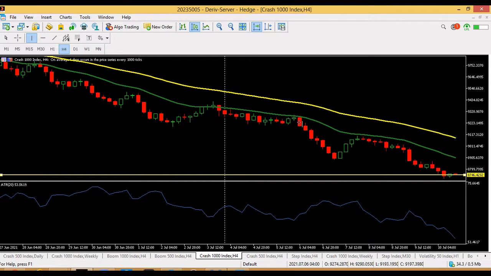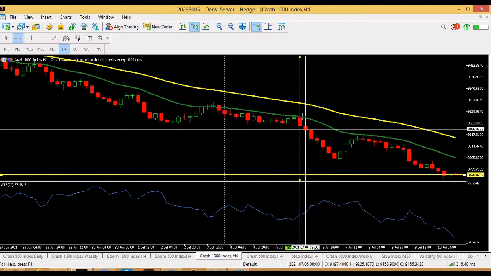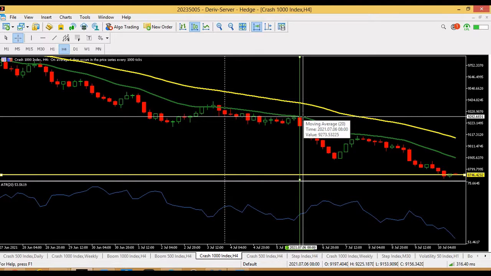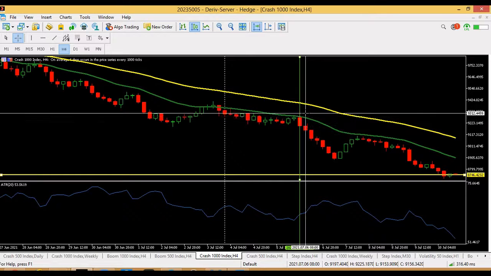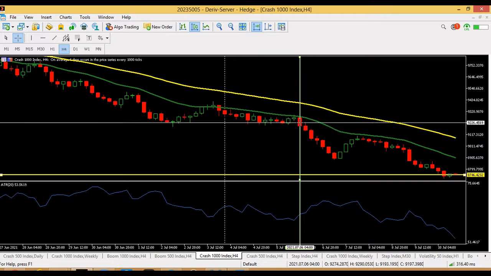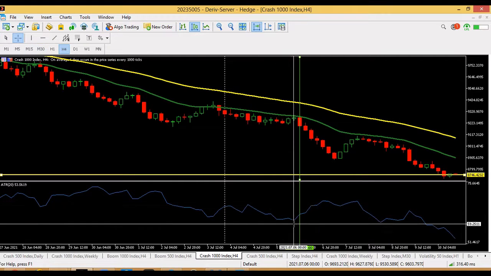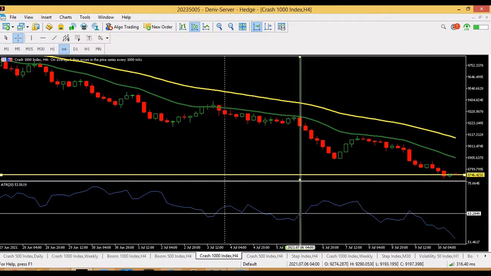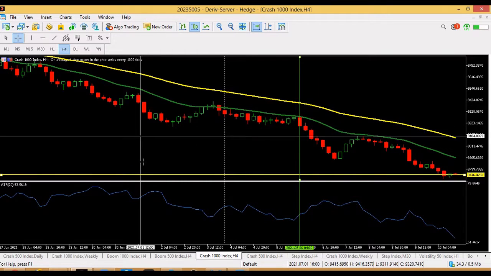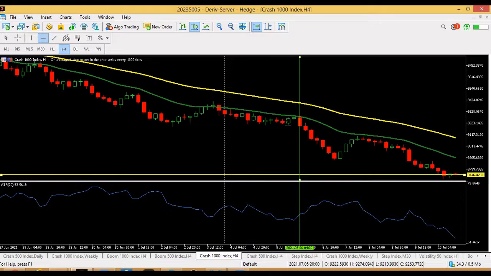Assuming you are using this candle, you sell the market at this level. Then you check the ATR value here. Let's check the ATR value first. The ATR value is 45. The 4-hour chart is 45 pips. So let's check the total pips.